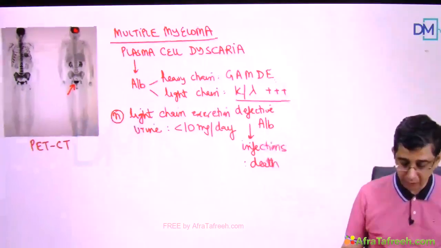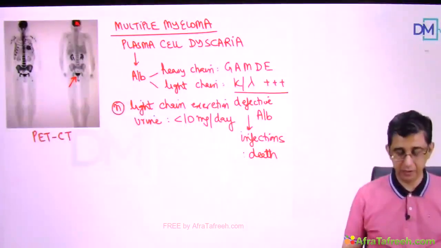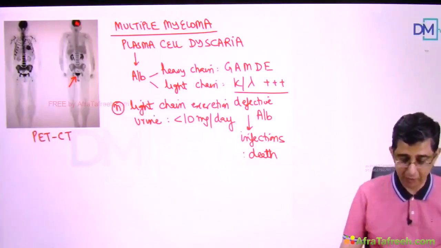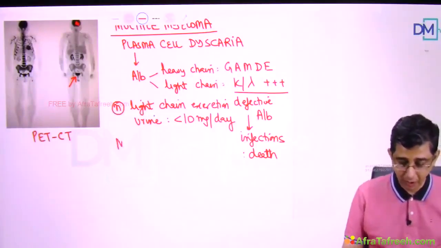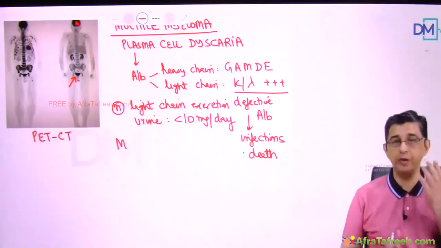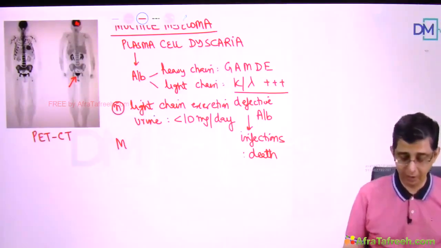Once we have this overproduction of light chains in the patient, hyperviscosity will also develop, and that hyperviscosity will explain the symptoms of headache, visual impairment, and ataxia that can be appreciated in these patients.